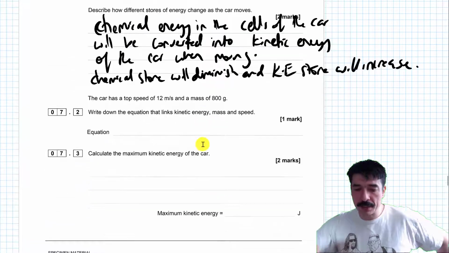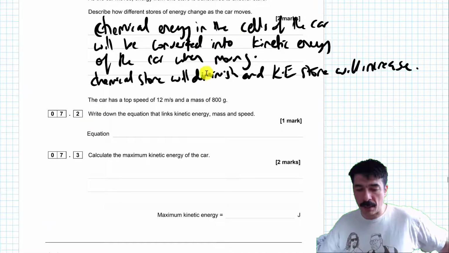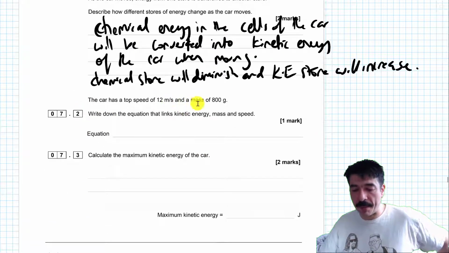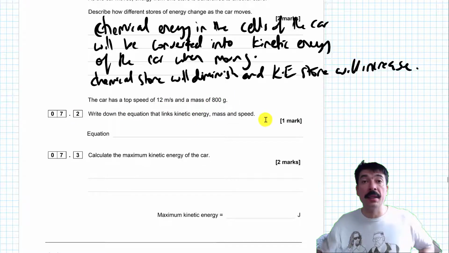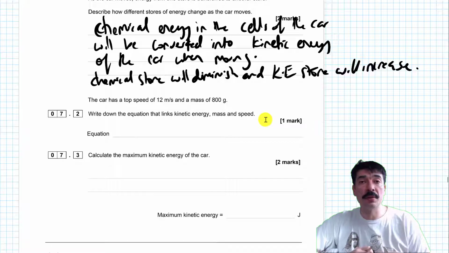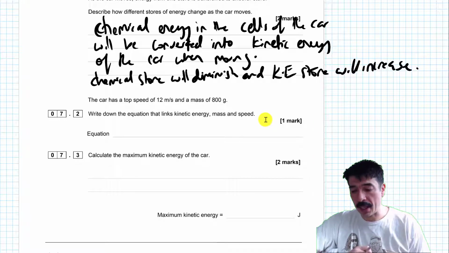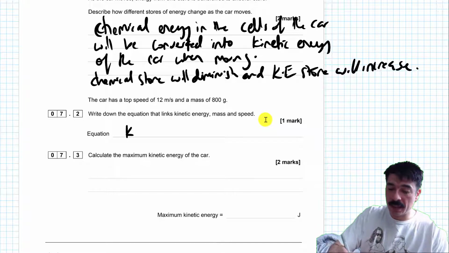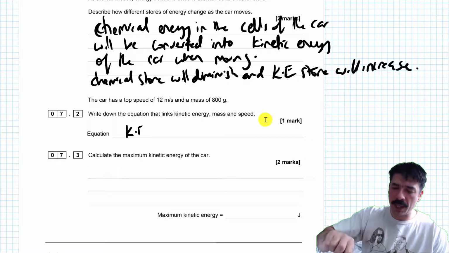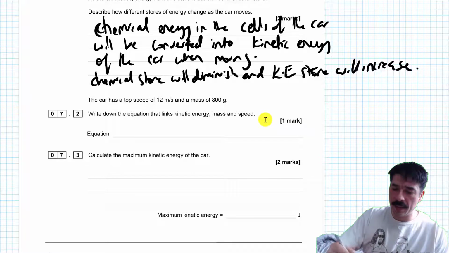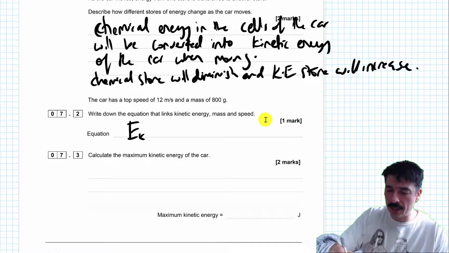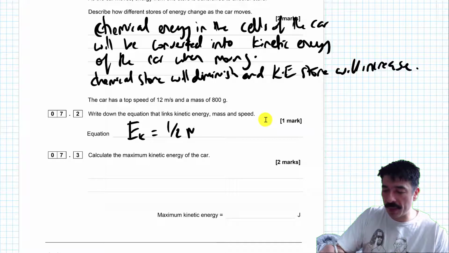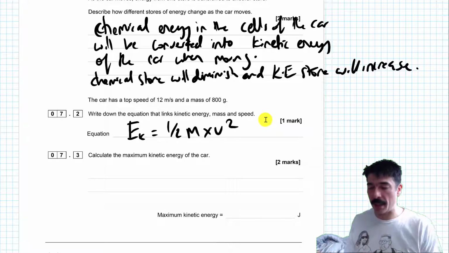Okay, next bit. The car has a top speed of 12 meters per second and a mass of 800 grams. Write down an equation that links kinetic energy, mass and speed. So here's where doing your Kahoots to try to remember the formula is going to be really helpful. It is the formula for the kinetic energy of anything, and that is kinetic energy, or actually on the AQA board I think it's E little k, equals half the mass times the velocity squared.